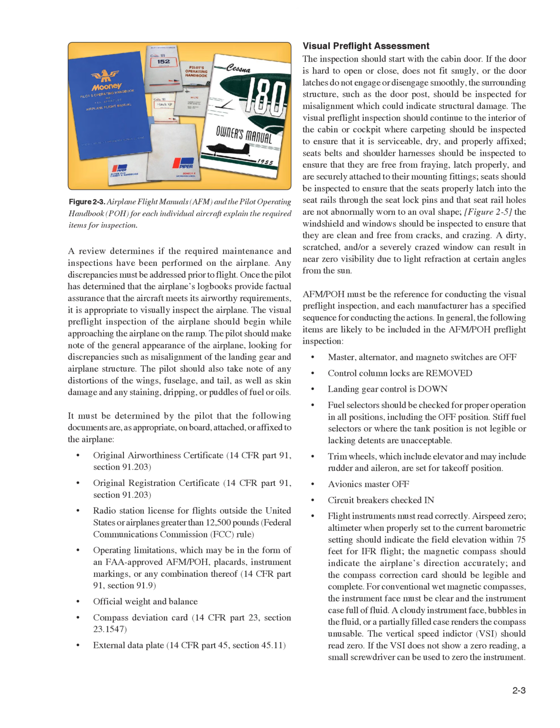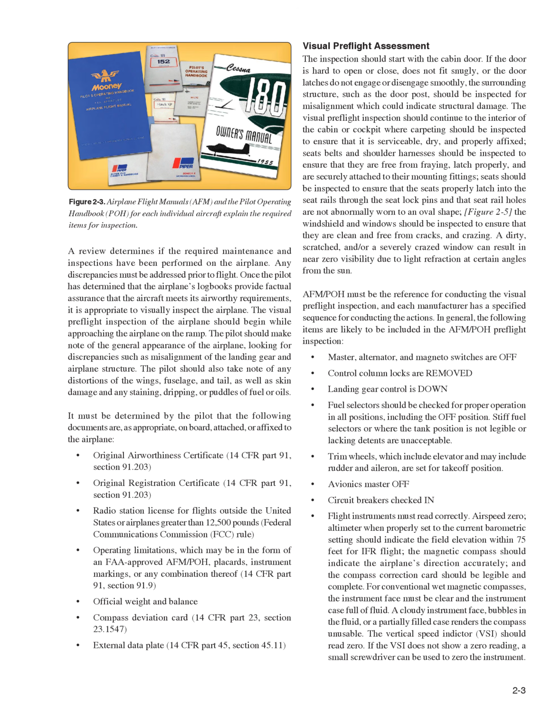Avionics master off, circuit breakers checked in, flight instruments must read correctly. Airspeed 0. The altimeter, when properly set to the current barometric setting, should indicate the field elevation within 75 feet for IFR flight. The magnetic compass should indicate the airplane's direction accurately, and the compass correction card should be legible and complete. For conventional wet magnetic compasses, the instrument face must be clear and the instrument case full of fluid. A cloudy instrument face, bubbles in the fluid, or a partially filled case renders the compass unusable.